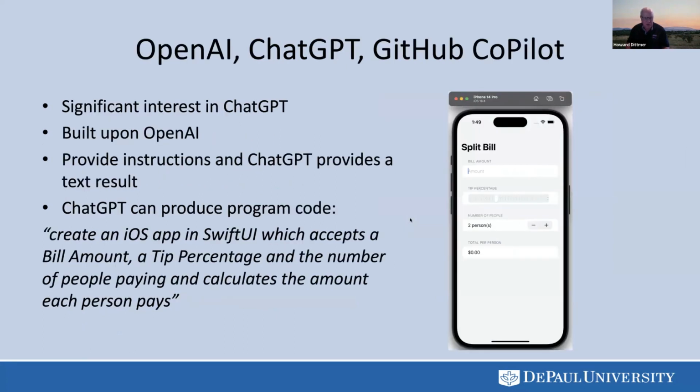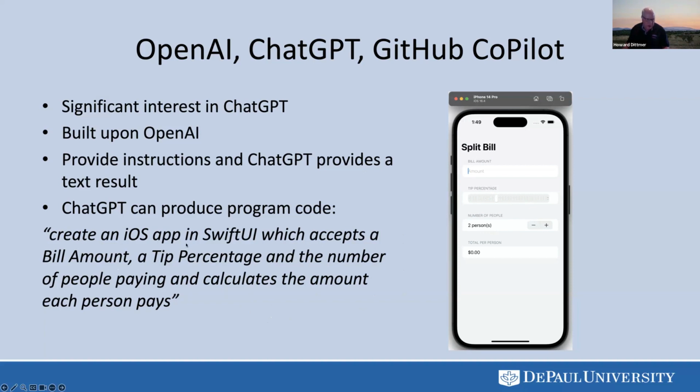And then, of recent, OpenAI, ChatGPT, GitHub Copilot are something that always comes up when you start talking in this area. They are all based on OpenAI. You provide instructions in ChatGPT or Copilot or whichever of the tools you choose, it provides textual results, and it can produce a program. So here is an interesting example, a tip calculator, and every computer programming class, the student examples typically include tip calculators.